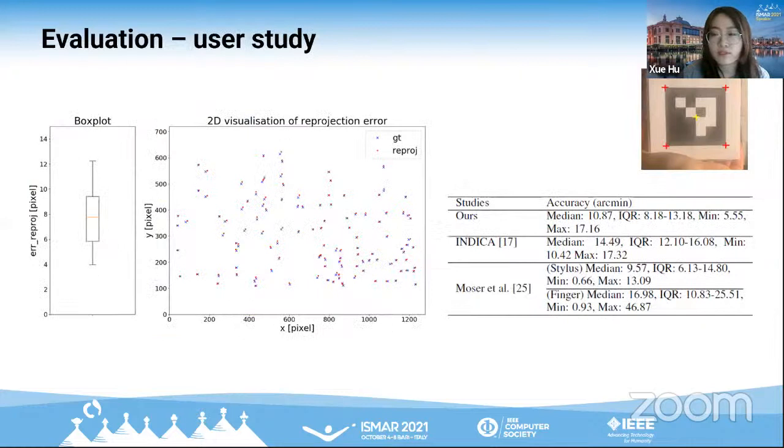Then we involved 3 users to evaluate the reprojection error. After each user performed calibration, users were asked to manually adjust the cursor location to align to the center of an Aruco marker. The cursor location is locked as the ground truth pixel location. We evaluate the reprojection error at the 4 Aruco corners indicated by the red cursors. We can achieve 10.79 arcmin mean, or 7.71 pixel reprojection error, which is better than the state-of-the-art finger-based calibrations.